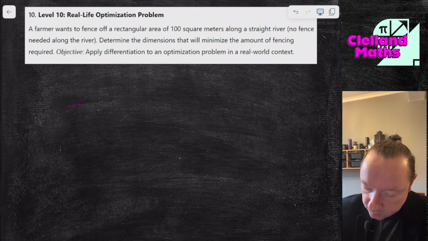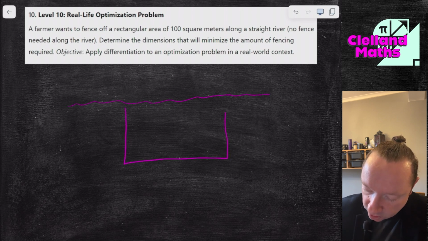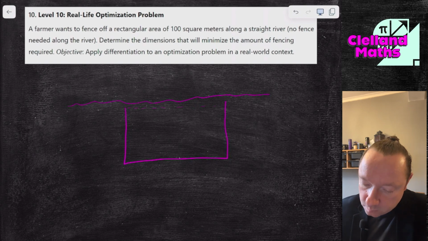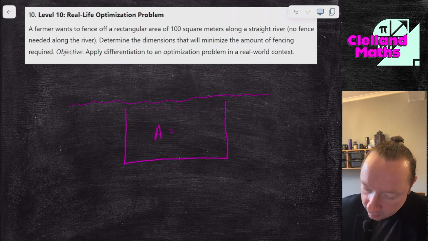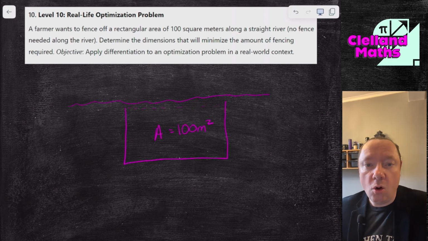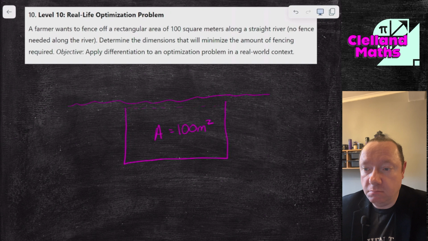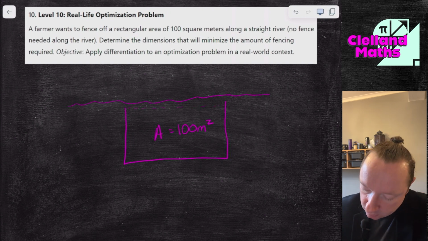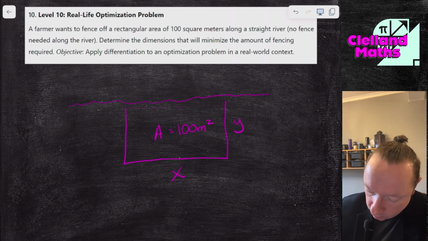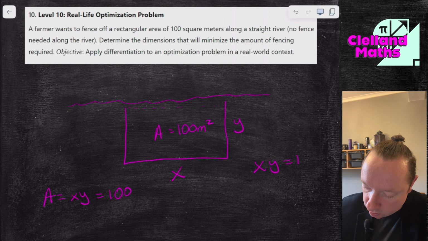We've got a river. There's my river. Really bad, I know. But it's a rectangular area, so we can imagine we've got kind of this shape. I'll put a dotted line here because it says we don't need one along the river. And we know that the area of this shape is 100 meters squared. So we could call the length of it x. You can see that's x and that's y. We know that the area equals x times y, which equals 100. So we've got one equation, x times y equals 100.